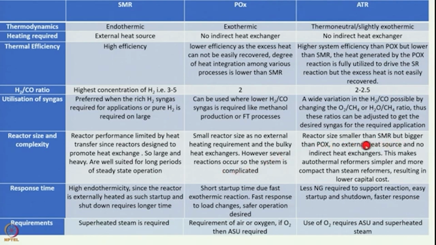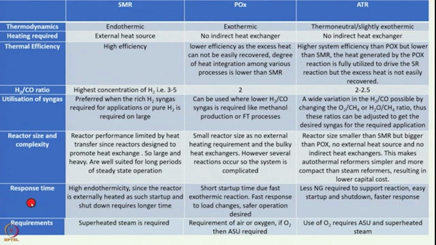In ATR, the reactor is comparatively smaller than the steam methane reforming, but it is bigger than the partial oxidation. There are no external heat sources or indirect heat exchangers, and that makes them simpler and more compact than the steam reformer, and that results in a lower cost. So, these are simpler as well as compact.